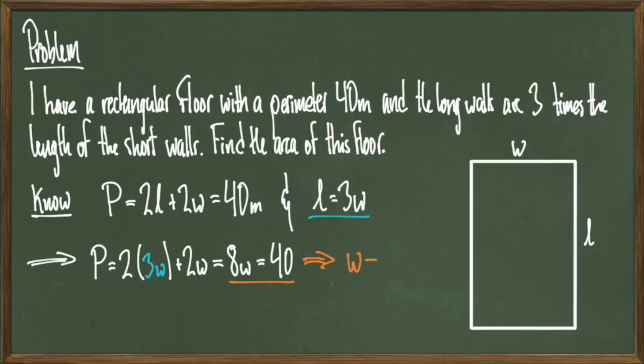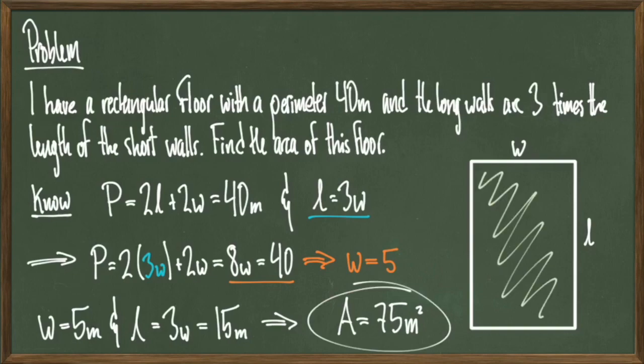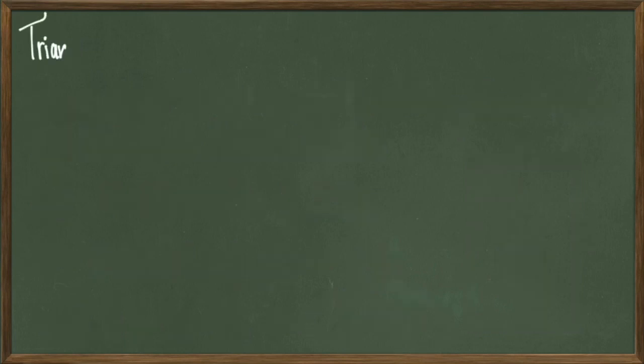Now I can zoom in on the equation 8W equals 40, divide both sides by 8, and find that W is equal to 5. And now I can plug this information back into L and find that L is equal to 3 times 5, which means that L is equal to 15 meters. Now that I have L and W, I can solve for area, which is 5 times 15 equals 75 meters squared, and we're done. Now we'll talk about triangle anatomy.